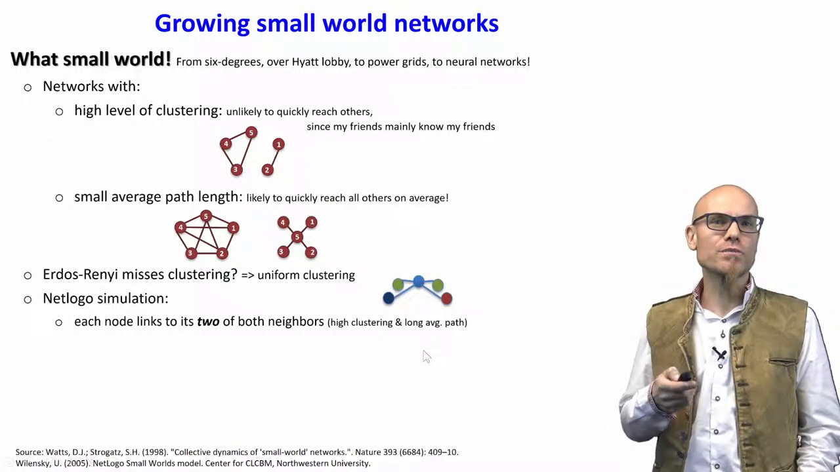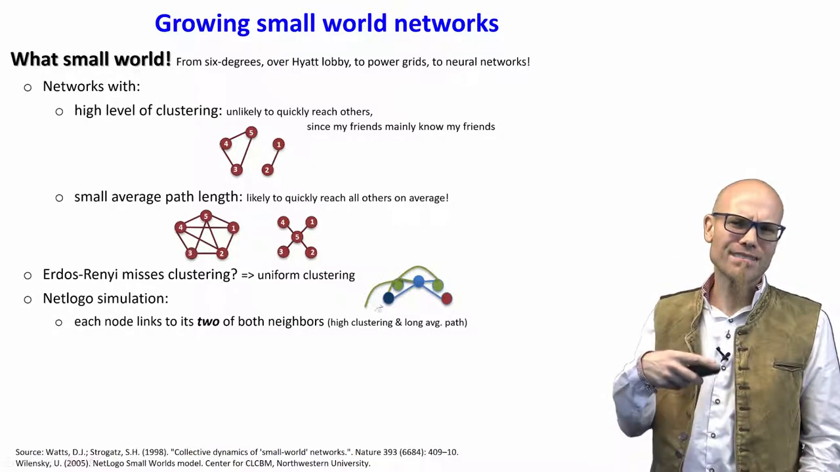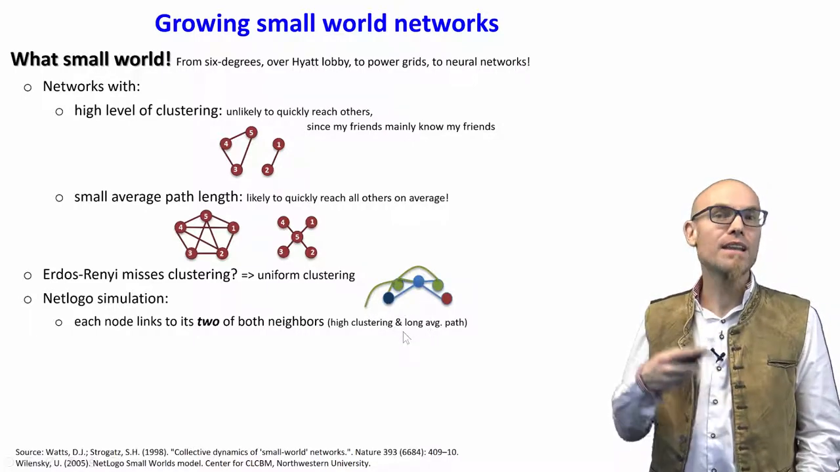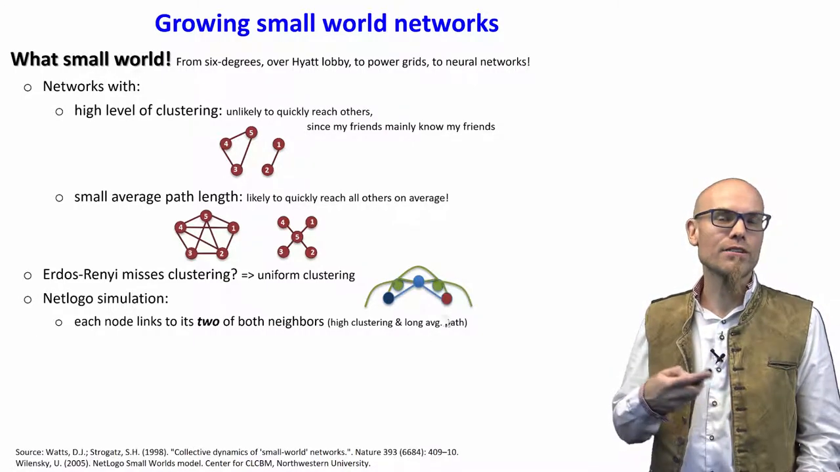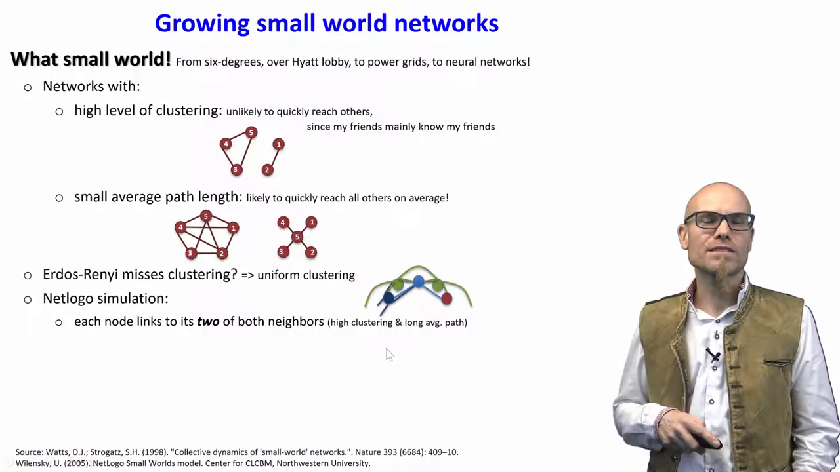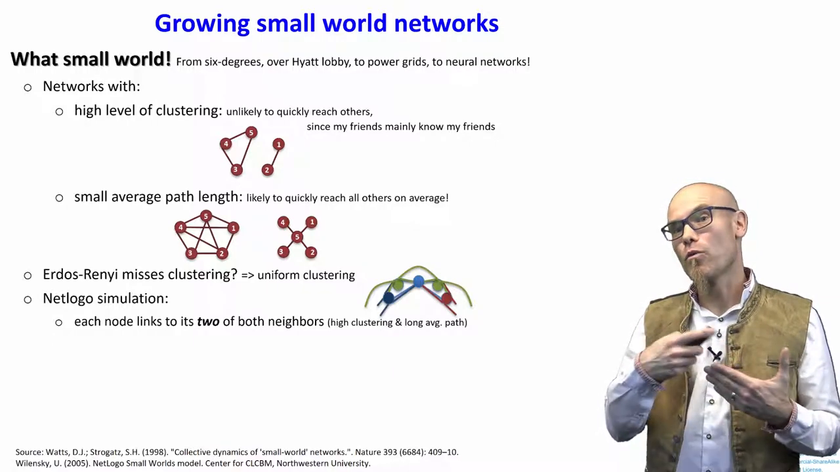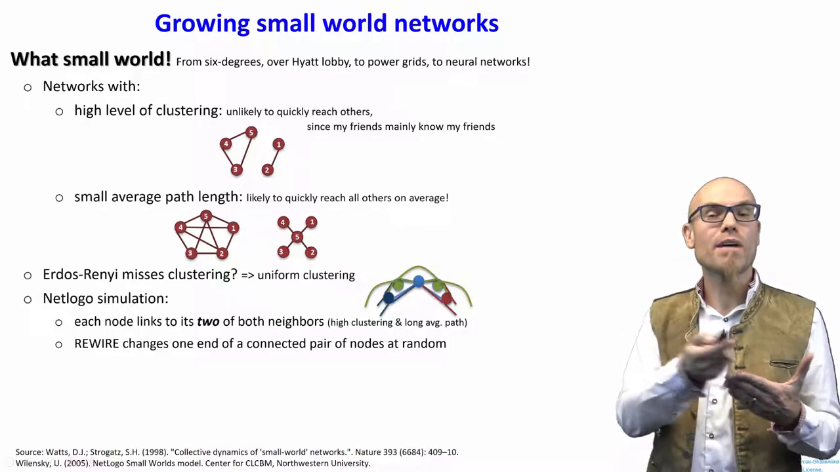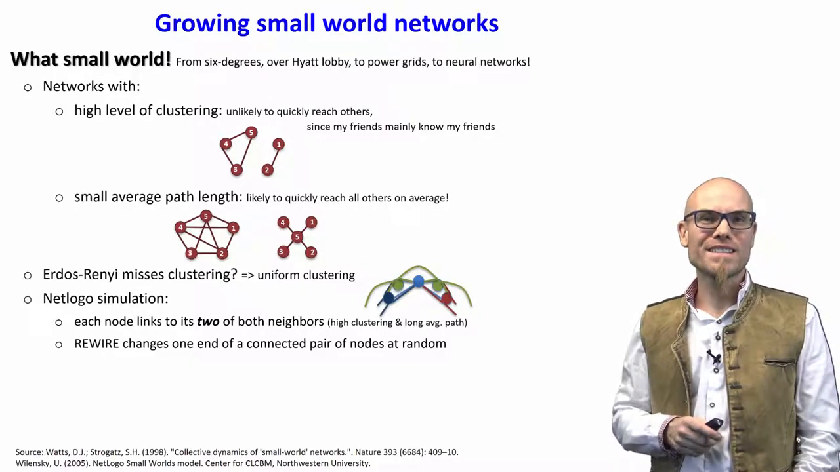For example, this node as well connects to the two on the left and to the two on the right. I don't draw more nodes there, just to keep it simple. Same on the other side, two on the left, two on the right. And these other two as well, right? They connect to the two on the left and the two on the right. And it could keep on going like this, all right? Then what we do is we rewire at random one connection and kind of destroy this clustering, and rewire it randomly to somebody who might be more distant. So let's look at it in our NetLogo simulation as well.